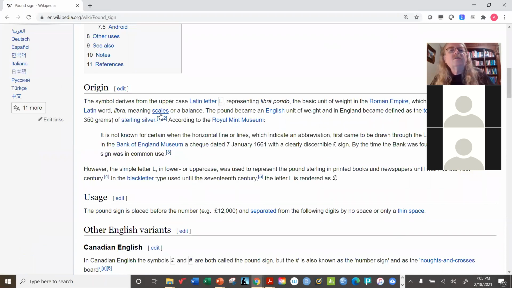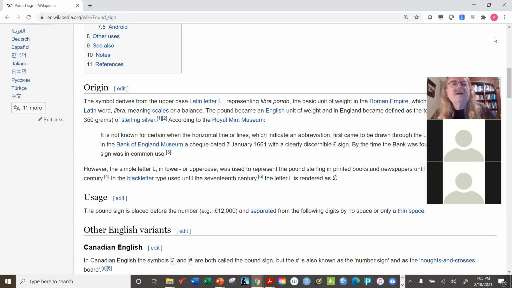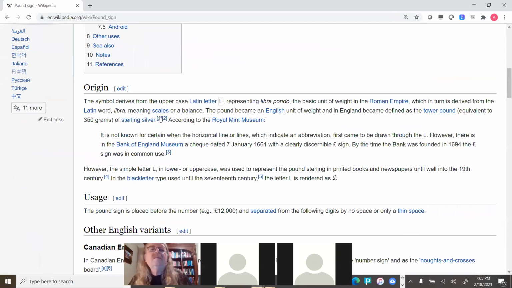Oh, here it is. It derives from the uppercase Latin L, representing Libra Pondo, the basic unit of weight in the Roman Empire, which in turn is derived from the Latin word Libra, meaning scales or a balance. And of course, you all know that's one of the signs of the zodiac, Libra, and it does literally mean the scales.